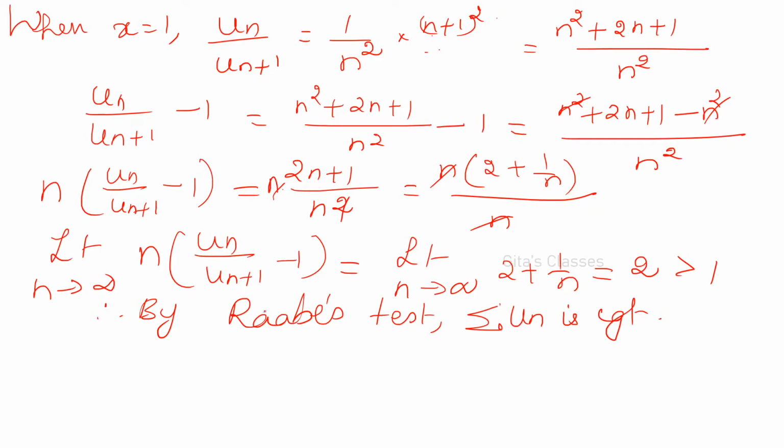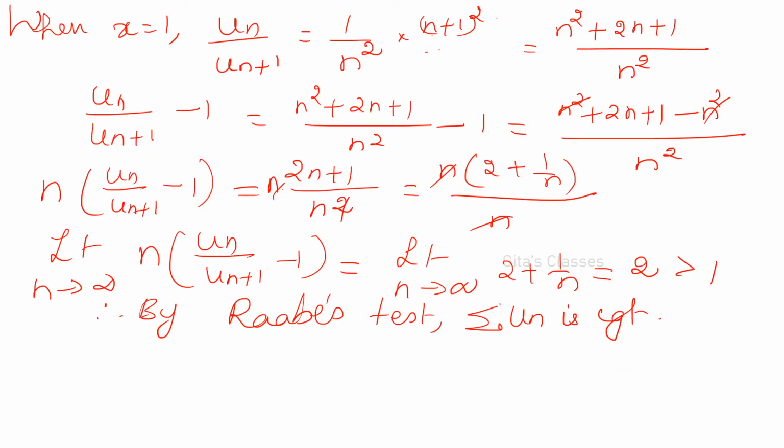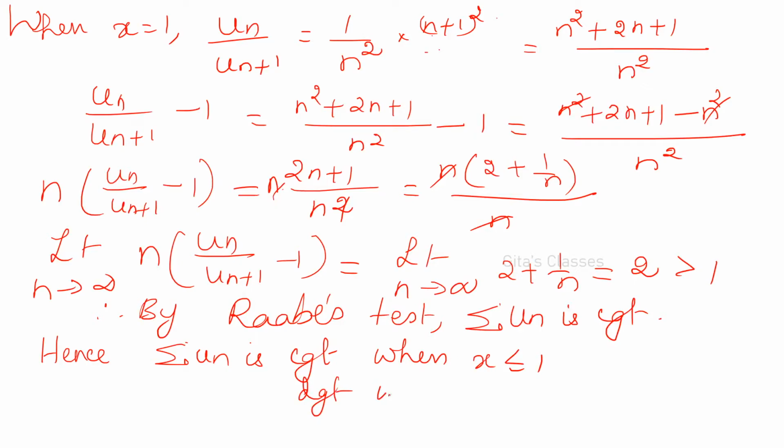Now you have to combine the results. In the first one, using a ratio test, we have proved these two. For failure condition, we have used RAPS test. So less than 1 is convergent. Here equal to 1 is also convergent. Therefore, hence, combining the results, we get sigma un is convergent when x is less than or equal to 1 and divergent when x is greater than 1. So you have to combine all the results and write.